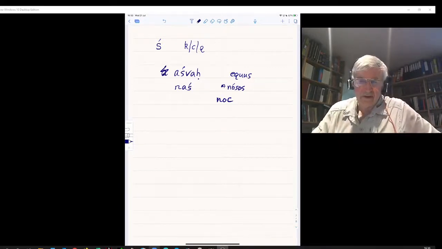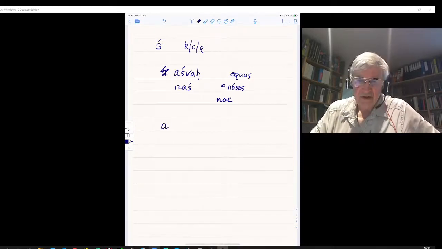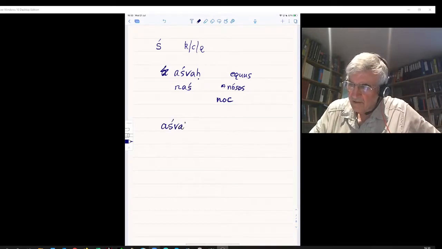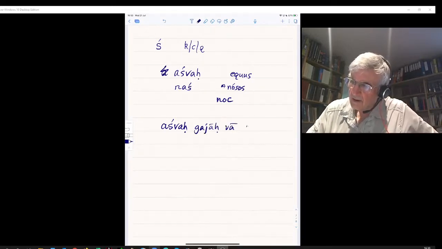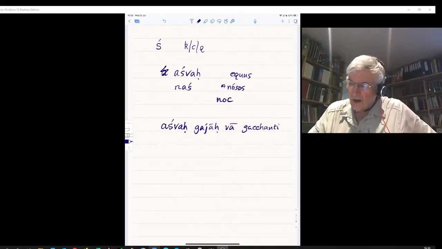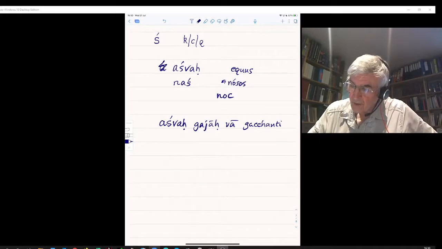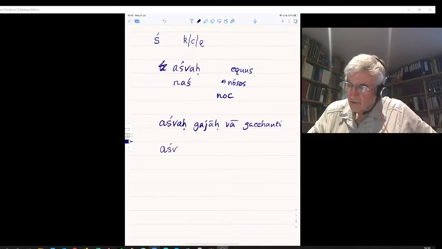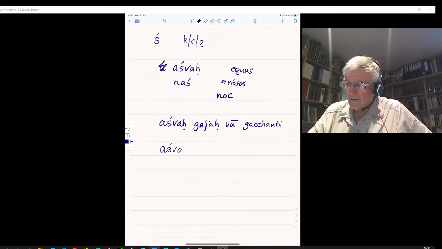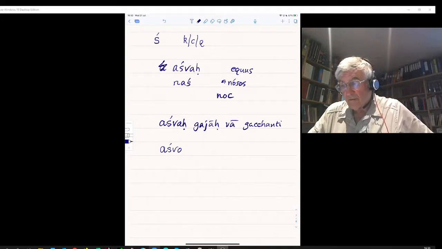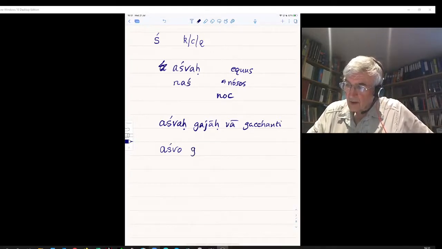And applying sandhi to this, I'll write it first without sandhi. So that's ashvah, ashva, gajahva, gacchanti. This now becomes, the ah before a voiced consonant becomes o, so it becomes ashvo. Now we have here ah, the long ah, followed by visarga, followed by a voiced consonant. What happens here is just the visarga disappears. So it becomes ashva gajava, and then gacchanti remains the same.